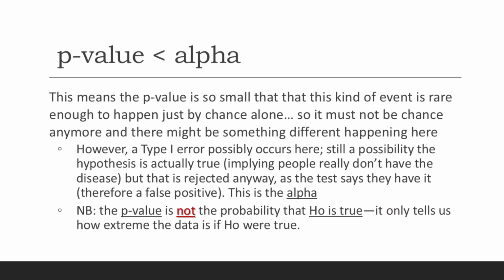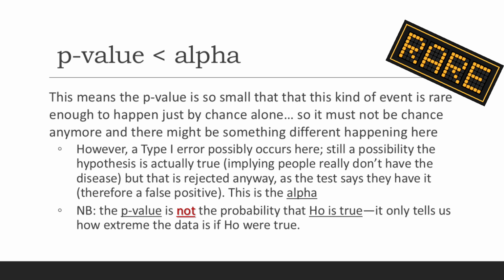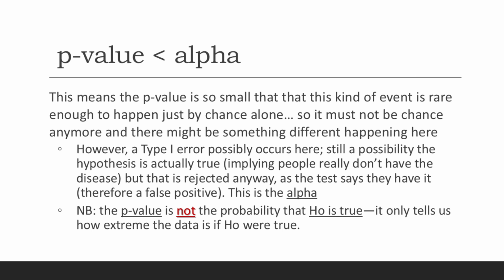If so, this means we reject the statement, people don't have the disease, since the p-value is so small that this kind of event is rare enough to happen just by chance. So it must not be chance anymore, and there might be something different happening here. However, there is still a potential error in so rejecting the null hypothesis, which is a type 1 error. Meaning, there's still an error that the person tested doesn't really have the disease but just had a false positive, and this is our alpha. By the way, the p-value is not the probability that H-null is true. It only tells us how extreme the data is if H-null were true.